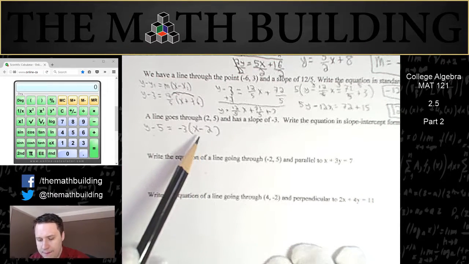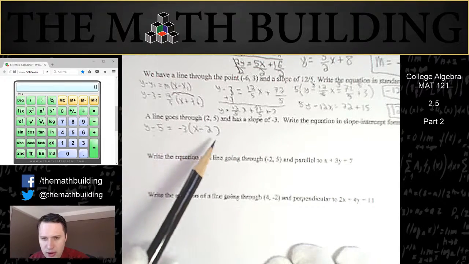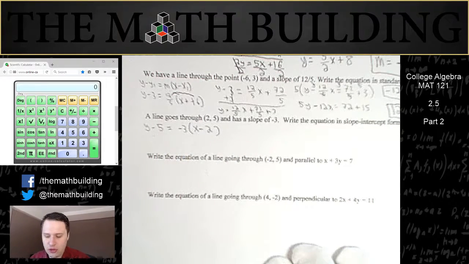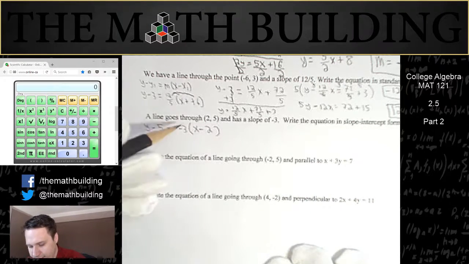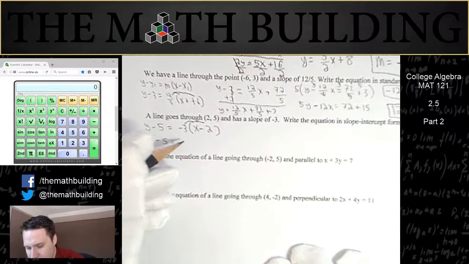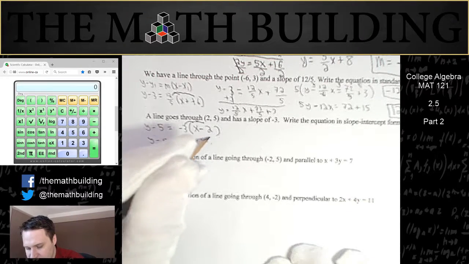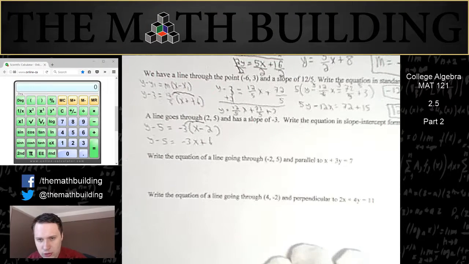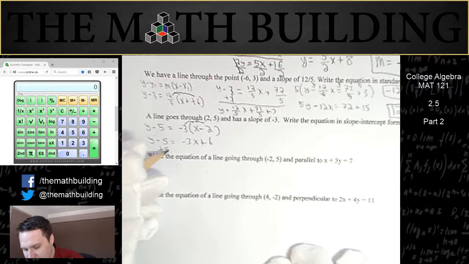Next, unlike last time where we moved all the x and y over and got rid of any fractions, this time they wanted slope-intercept form, so that simply means solve for y. The first thing to do is the distributive property: y minus 5 equals negative 3x plus 6. And then we're actually just one step away. Just add 5 and add 5.